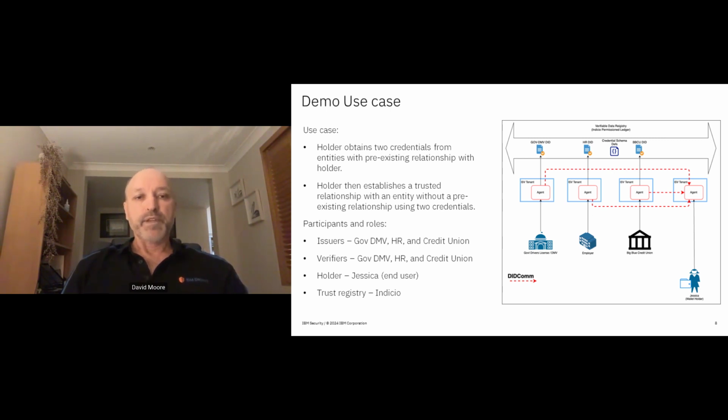The employer, the HR department, also has an ISV tenant in this case, and they have an agent. They've instantiated an agent in their tenant and have done the same thing in terms of publishing their public key DID information. The Big Blue Credit Union is actually going to be an issuer and a verifier, and in their role as an issuer, they are going to also have published their DID into the registry.